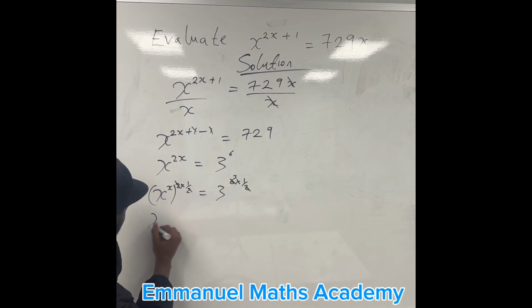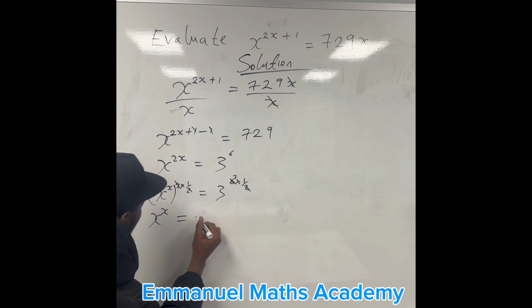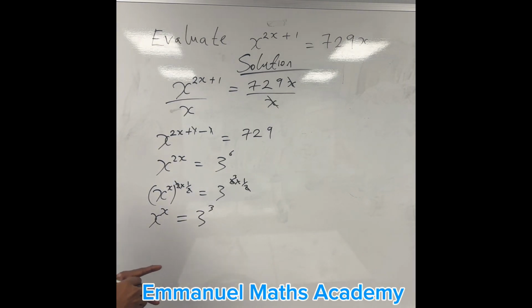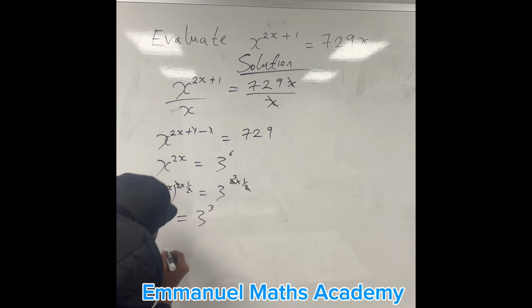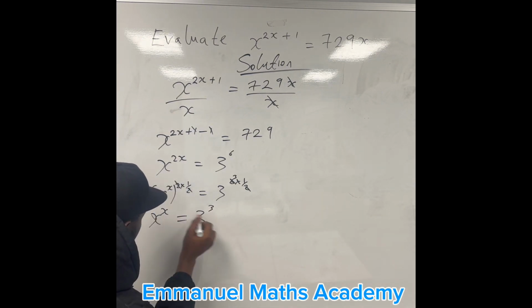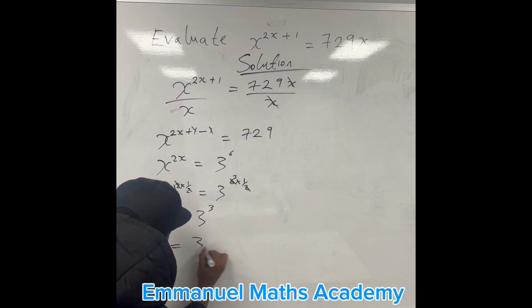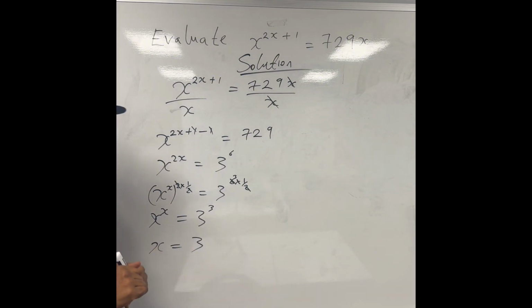Hence, we have x^x equal to 3^3. Since what we have here is identical to what you have here, so we have x raised to the power x and 3 raised to the power 3. You equate the power. This will cancel this, or just equate it and you get that your x is equal to 3. As simple as that.